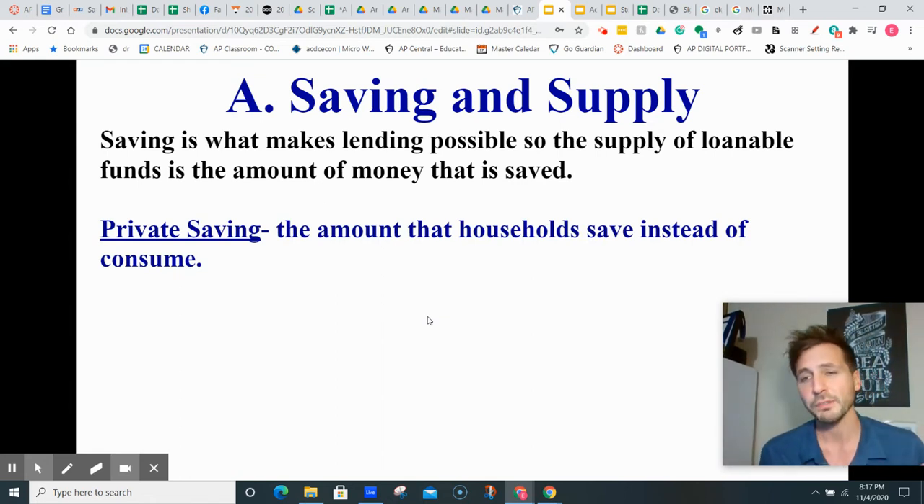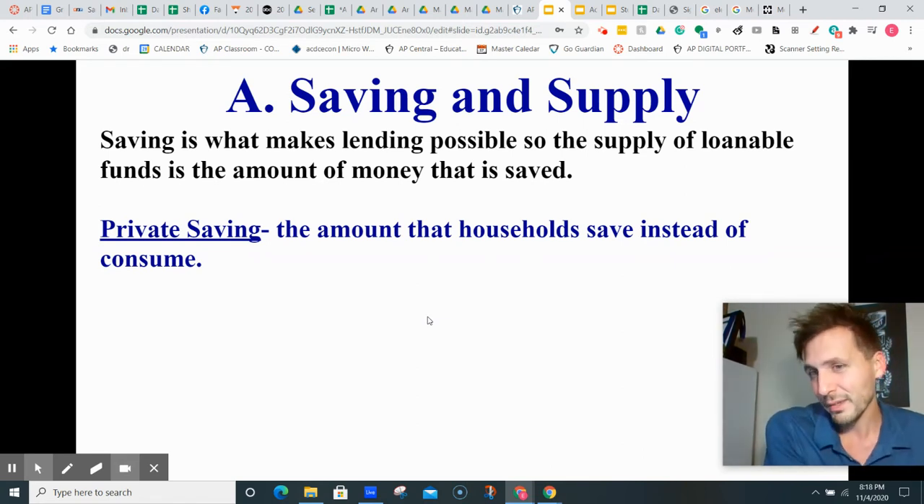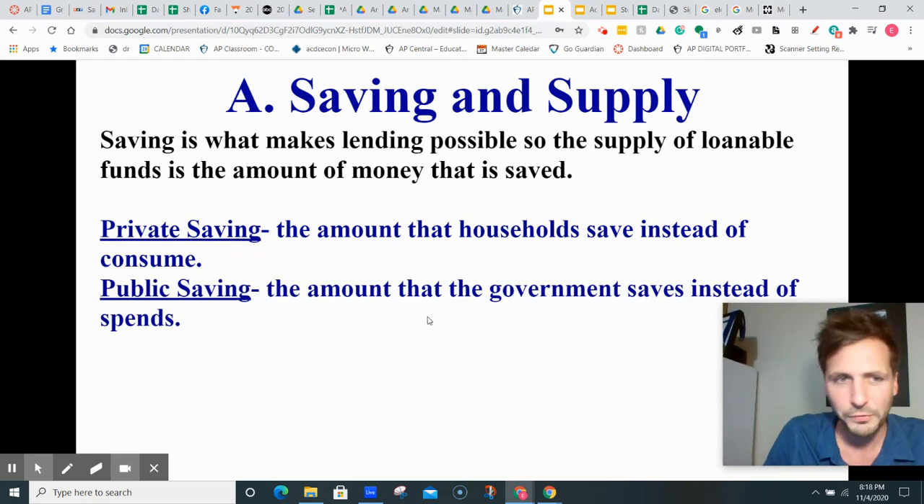We have a couple types of saving. We have private saving. This is just definitional. It's the amount that households, people like you and me, save instead of consume. Remember, there are two things you can do with your income: consume it or save it. Marginal propensity to consume, marginal propensity to save. See how it's all connecting, right? So when we save that money, it goes into the banks and it goes into the excess reserve. So it's an increase in the supply of loanable funds.